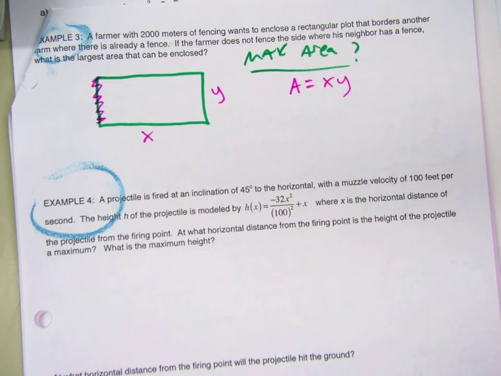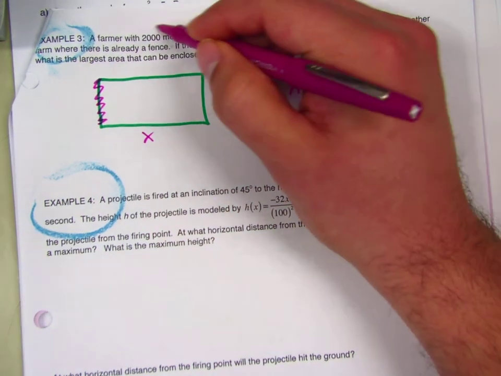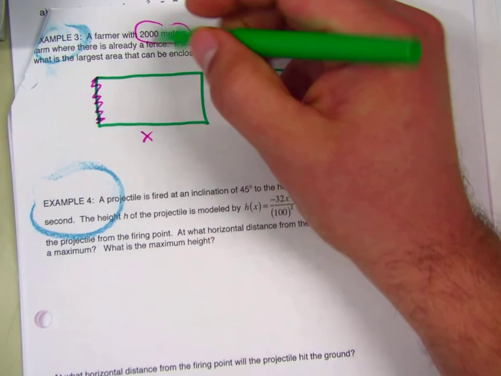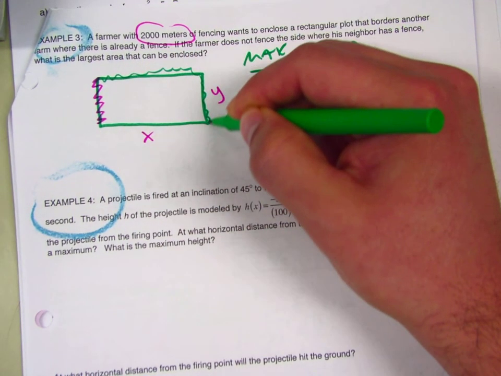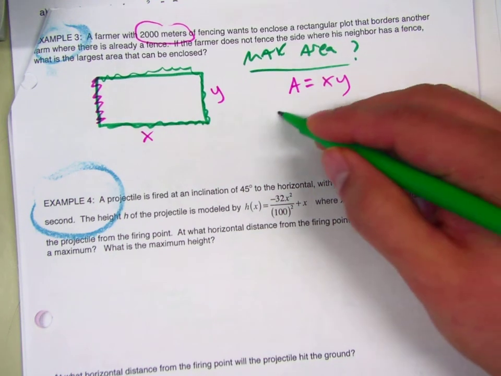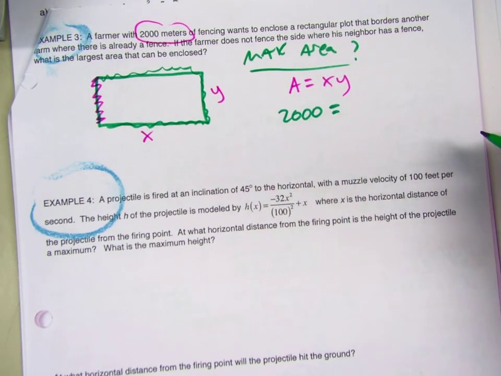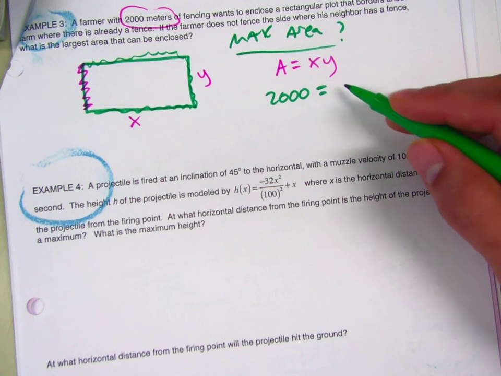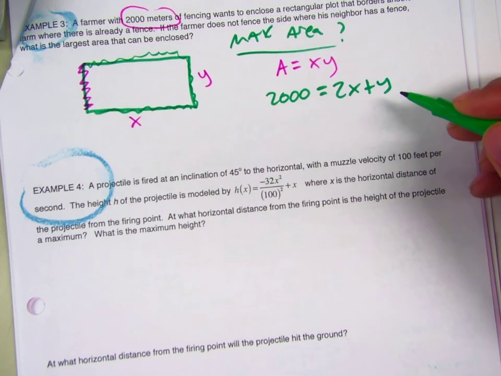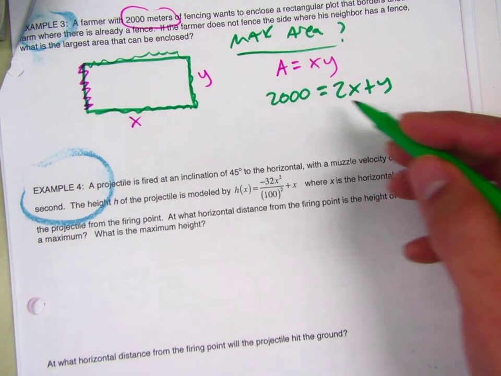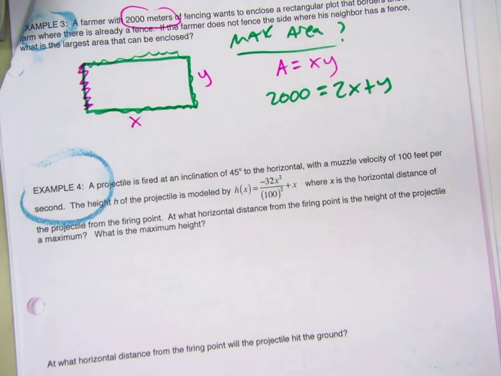X times y. Okay? Now, where does this 2,000 meters come in? Well, this 2,000 meters is perimeter. It goes to the three sides of the rectangle I need fencing for, right? So 2,000 should equal what? 2x plus y. X plus y plus x. Does that make sense? 2x plus y then? We don't need the fourth side, so that's why it's not quite a perimeter equation, but it's still perimeter, really. Does that make sense? Okay.